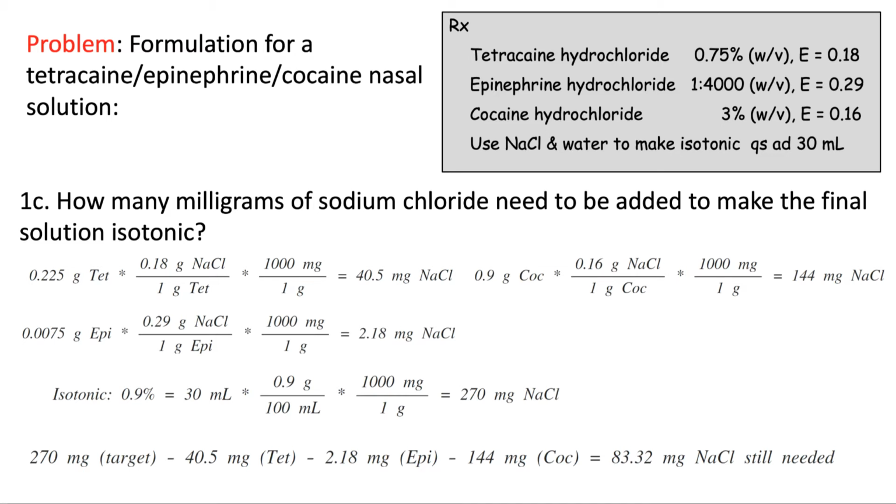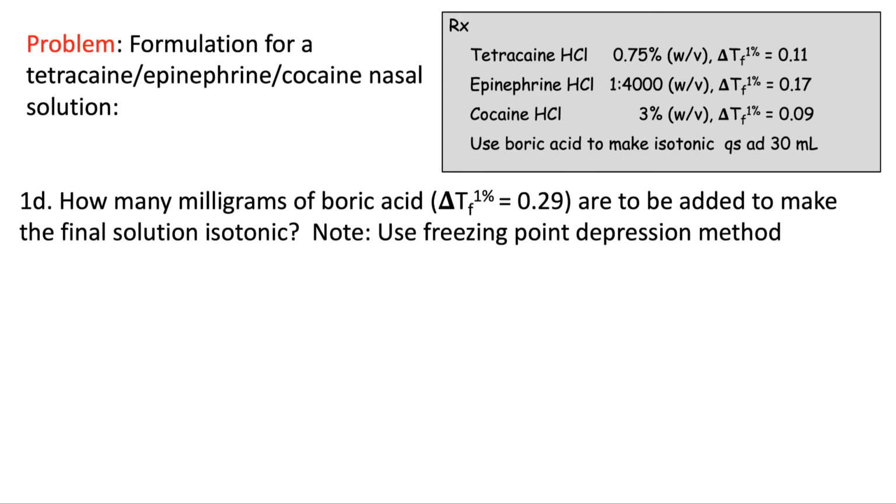Now, letter D is essentially the same question, but now we're going to fix the isotonicity not by using sodium chloride and the sodium chloride equivalent method, but let's use boric acid and the freezing point depression method. You're going to use the same active ingredients and the same concentrations, but let's change the isotonicity calculation and use freezing point depression and boric acid. So the question says, how many milligrams of boric acid, again with its freezing point depression at 0.29 degrees, do you need to add to make this solution isotonic?